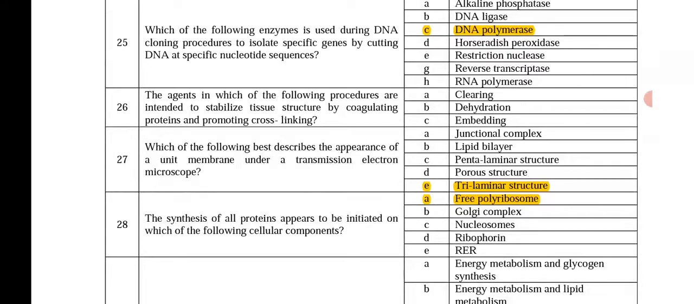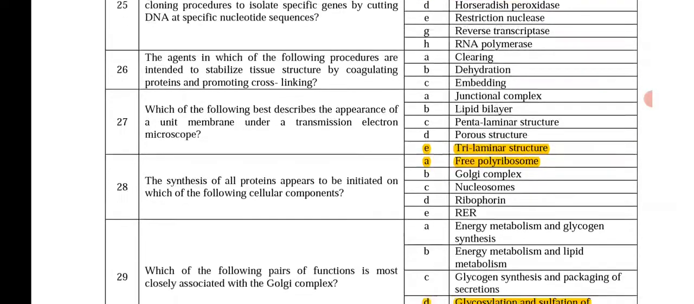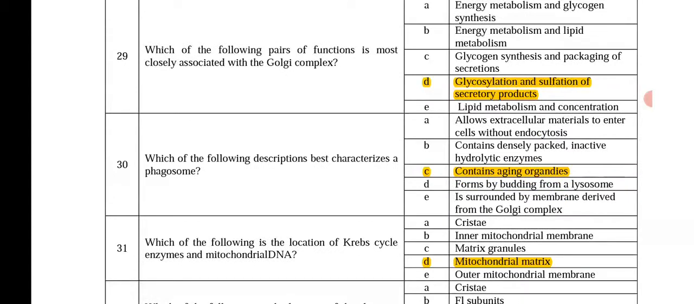Which of the following best describes the appearance of a unit membrane during a transmission electron microscope? Trilaminar structure. The synthesis of all proteins appear to be initiated on which of the following cellular components? Free polyribosome. Which of the following pair of functions is most closely associated with Golgi complex? Glycosylation and sulfation of secretory products. Which of the following descriptions best characterize a phagosome? Contains aging organelles.